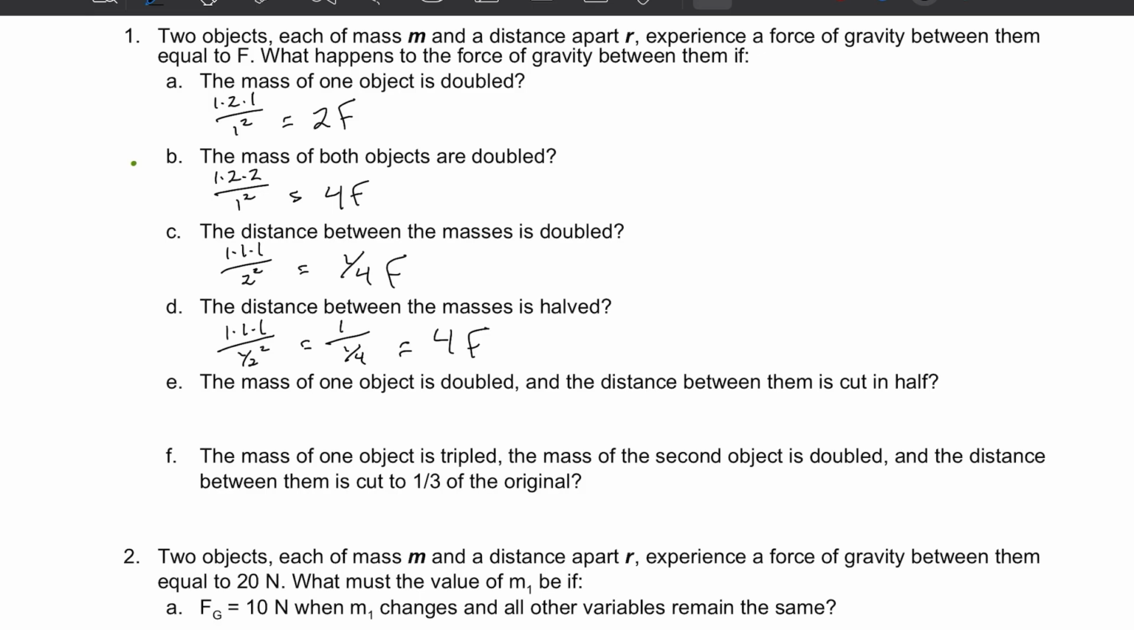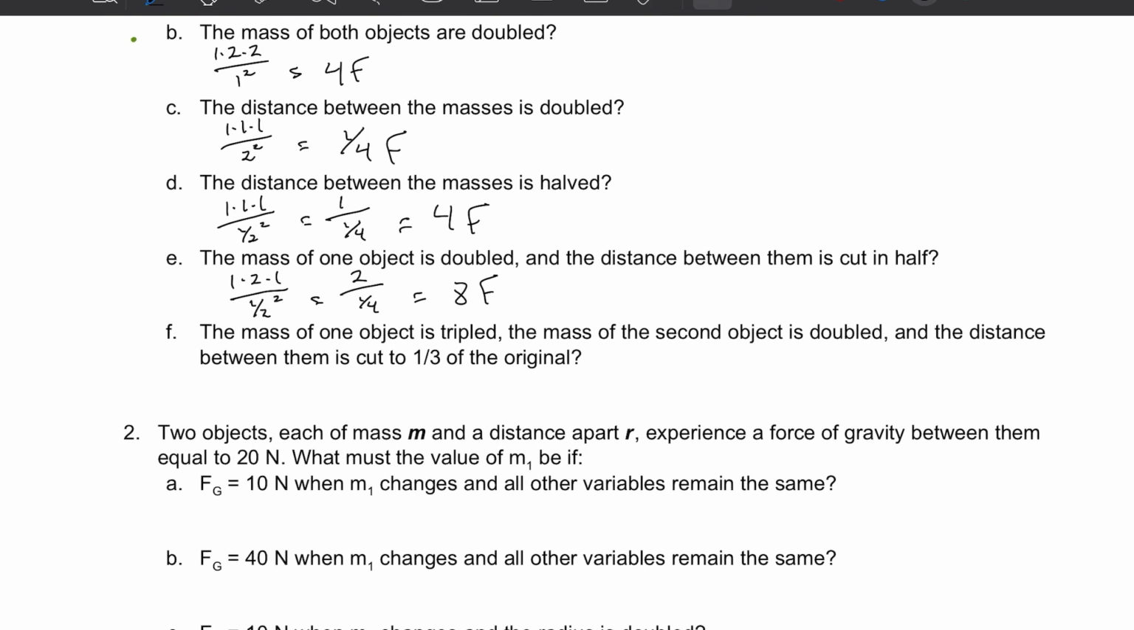One object is doubled, and the distance then is cut in half, so we're going to put a 2 at the top, and a 1/2 on the bottom. Don't forget it's 1/2 squared on the bottom. The 1/2 squared on the bottom becomes a 4 on the top times that 2, and we should get 8 times the force. The mass of one object is tripled, the mass of the second one is doubled, and the distance between them is 1/3. So we're going to change one mass to 3, the other mass to 2. On the bottom, we'll put the 1/3, and don't forget it's squared. Now that 1/3 squared is 1/9, but the 9 comes to the top, and we get 54 times the force.